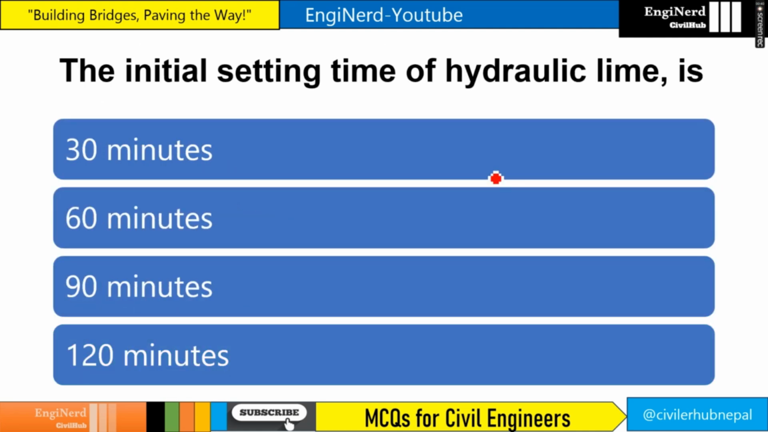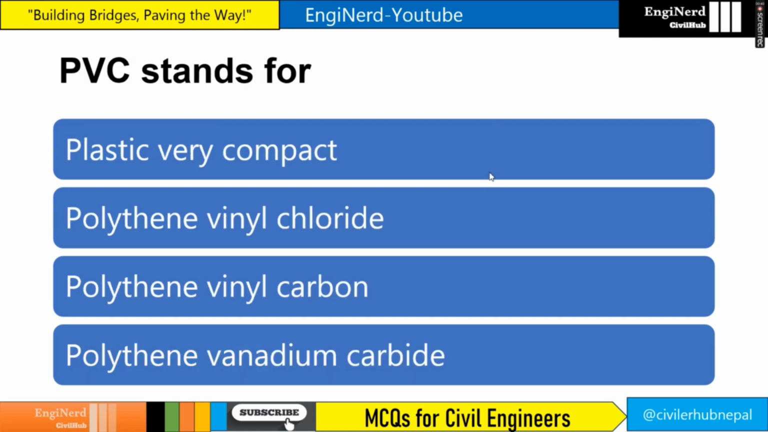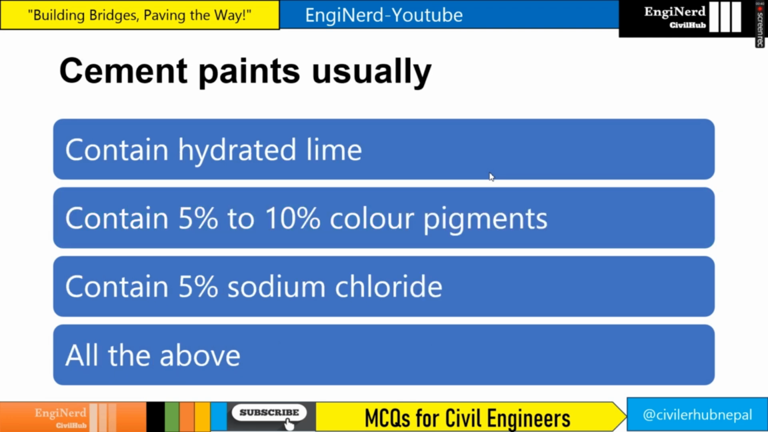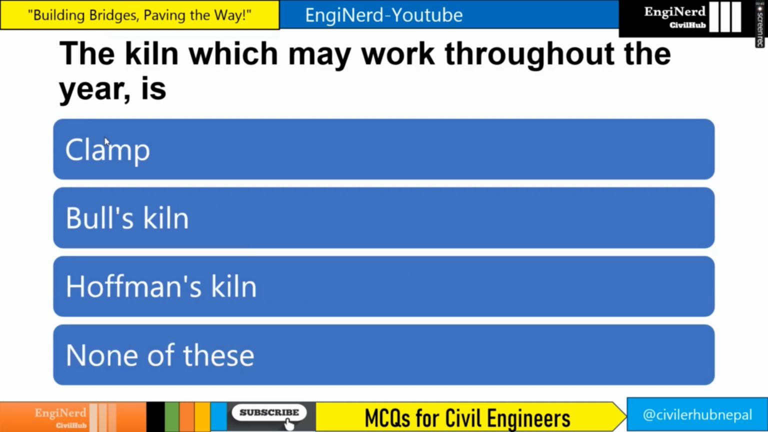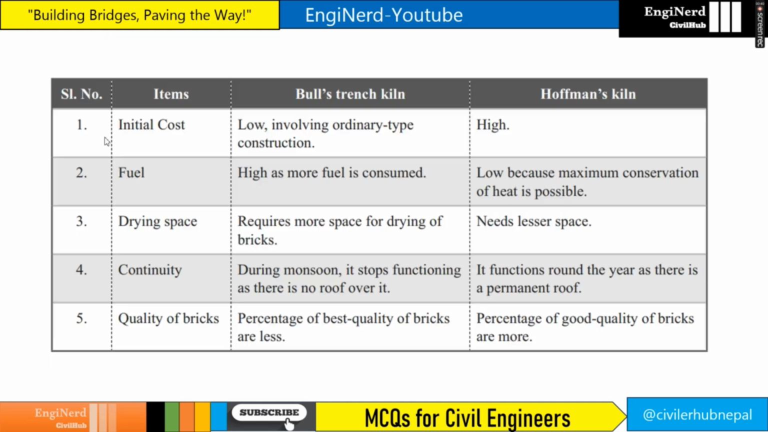The initial setting time of hydraulic lime is 120 minutes. PVC stands for polyvinyl chloride, right? Cement paints usually contain hydrated lime, contain 5 to 10% color pigments, contain 5% sodium chloride, all of the above. This is from the book of Arora, and the answer is given as all of the above.